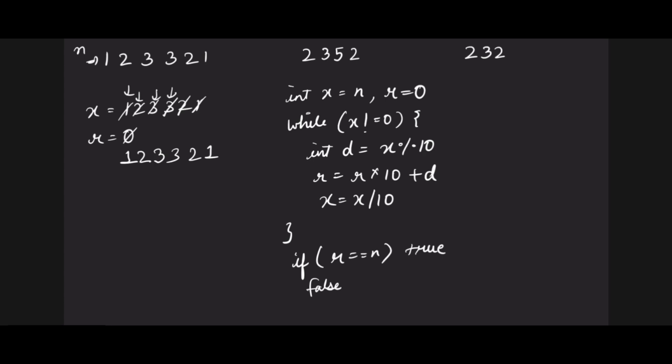And in the question, it is given to us that the number can also be negative, right? So a negative number can never be a palindrome. Why? Because if I have written minus 121, then its reverse will be 121 minus. Now, this is nothing, right?